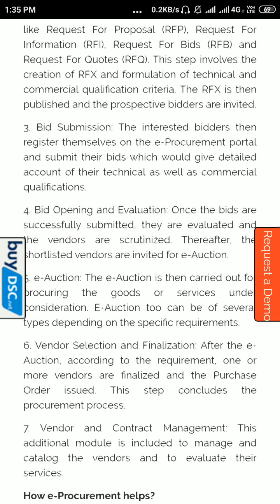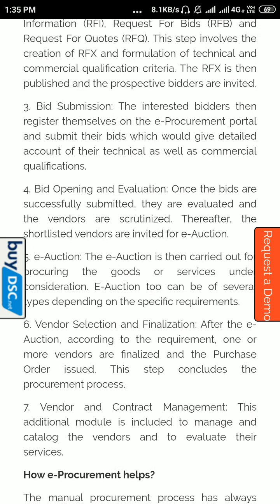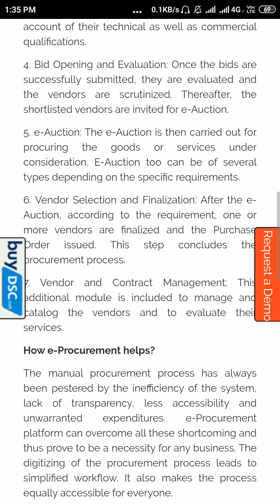Bid submission. The interested bidders register themselves on the e-procurement portal and submit their bids, which contain a detailed account of their technical as well as commercial qualifications. Bid opening and evaluation. Once the bids are successfully submitted, they are evaluated and the vendors are scrutinized. Thereafter, the shortlisted vendors are invited for e-auction.